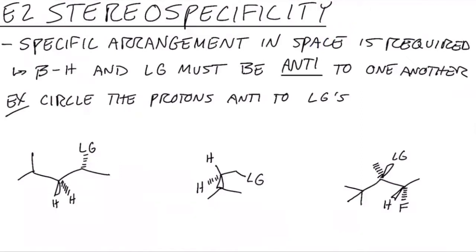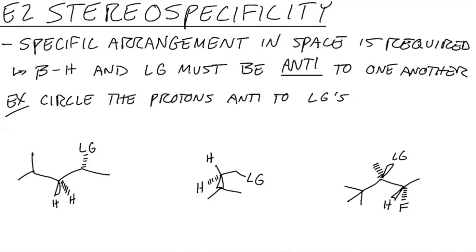So what does it mean to be anti? Last time we defined this as opposing, or 180 degrees apart, on sort of opposite sides. So we want to be able to think about what that might look like in a variety of different ways. We did one quick example in the previous video, looking at a flat projection like this and identifying where an anti proton was, a proton that is in an anti position to our leaving group. All that means is that it's got to be 180 degrees apart.